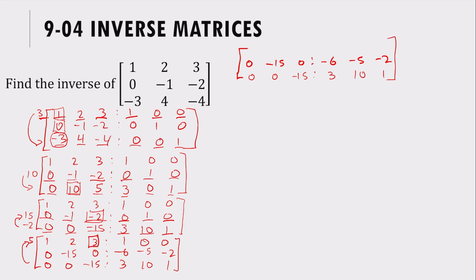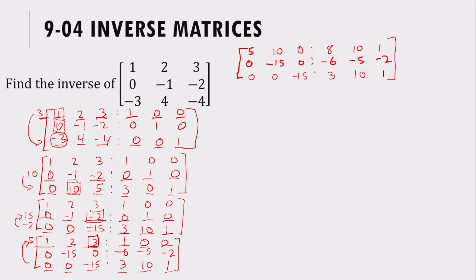Top row becomes 0 plus 5 times 1, 0 plus 5 times 2, negative 15 plus 5 times 3, 0. 3 plus 5 times 1, 10 plus 5 times 0, 1 plus 5 times 0.